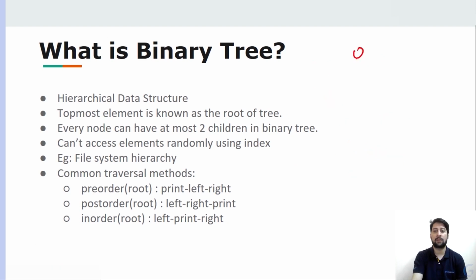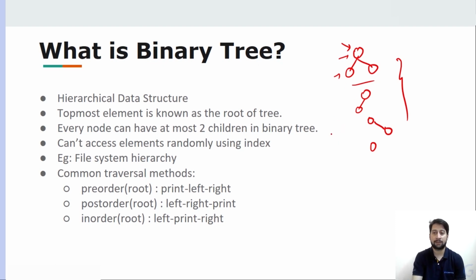That means if this is a node, it can have at most two children: either a left child or a right child, or it can have no children at all. Okay. So this is a binary tree. And this is known as the root of the tree. That means the first node is known as the root of the tree. And you cannot access elements or these nodes directly. So this is the whole structure of a binary tree.